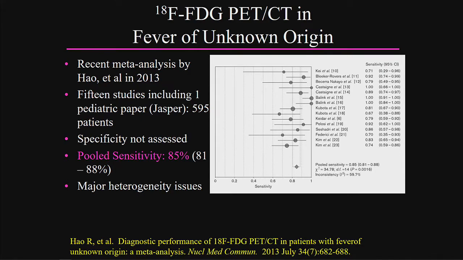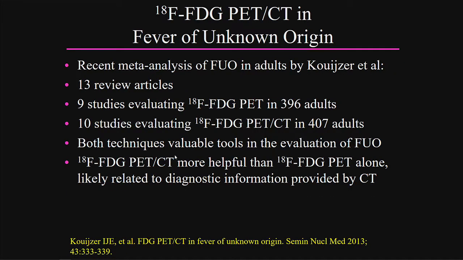There have been several meta-analyses. One by Howe in 2013 looked at 15 studies, including the one pediatric paper, and found that there was pooled sensitivity of 85% for FDG PET in fever of unknown origin.